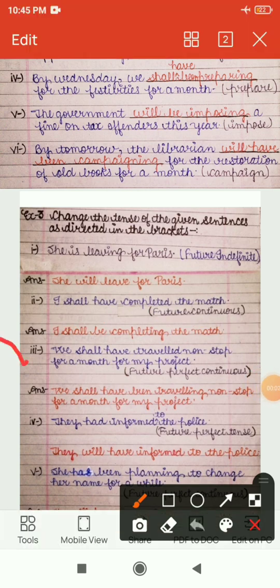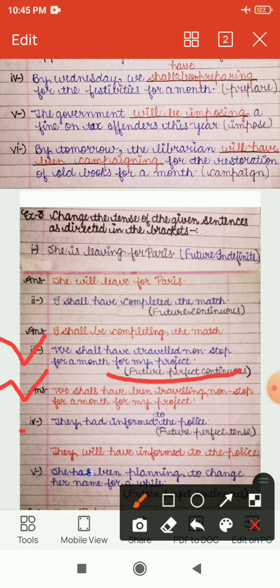Next sentence is we shall have travelled non-stop for a month for my project. So that is perfect tense, future perfect tense. We have to change into future perfect continuous tense. So we have to use the verb of future perfect continuous tense, that is have been. We shall have been travelling non-stop for a month for my project.